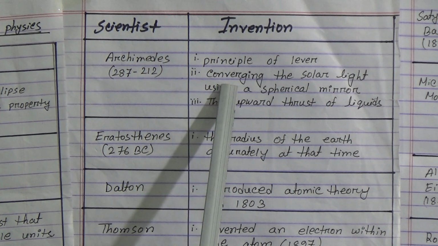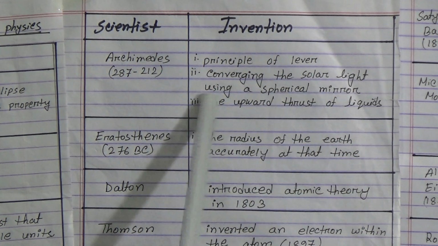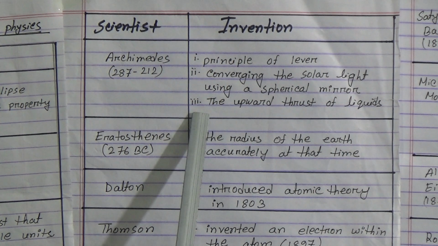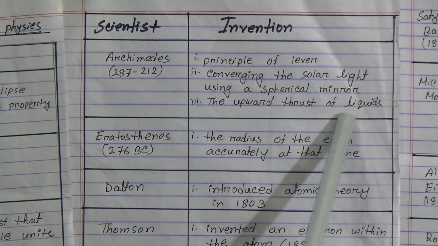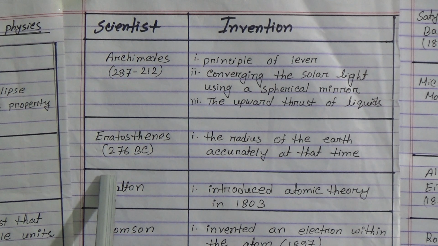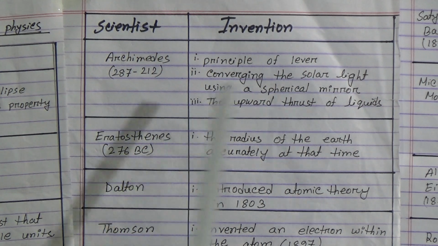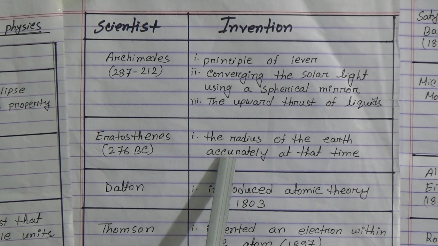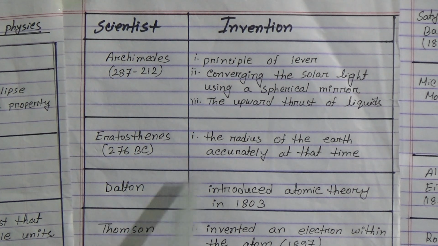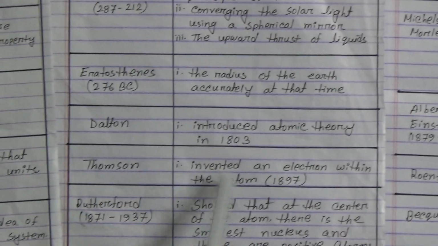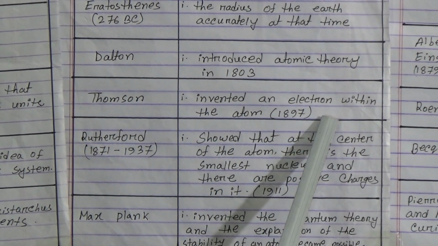Number 2, converging the solar light using a spherical mirror. Number 3, the upward thrust of liquids. The scientist's name is Eratosthenes. His invention is the radius of the earth, calculated accurately at that time. The scientist's name is Dalton. Introduced atomic theory in 1803. Scientist name is Thomson. Discovered the electron within the atom, 1897.